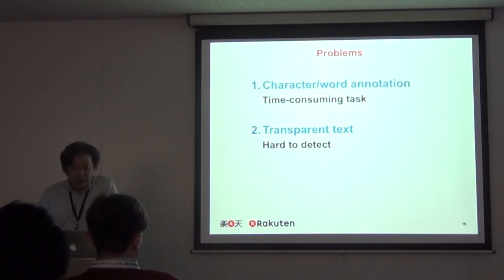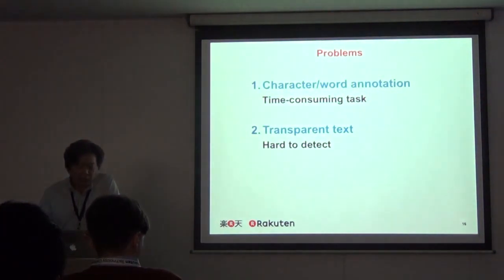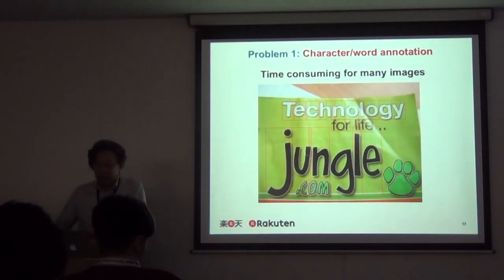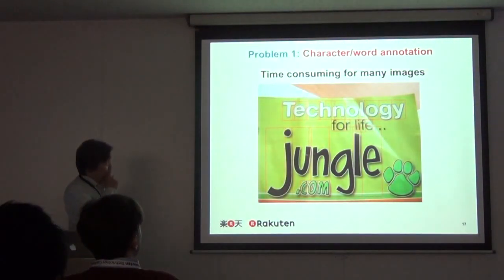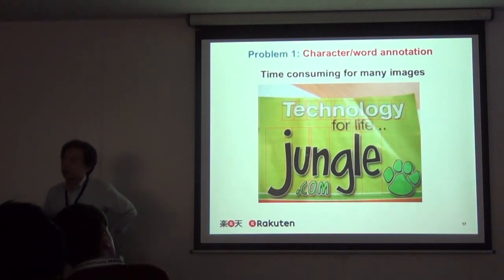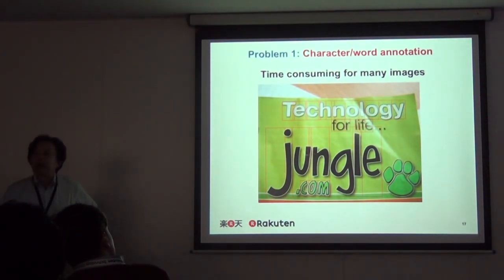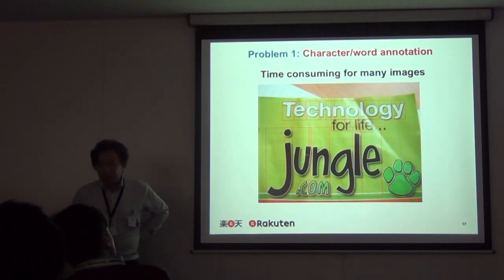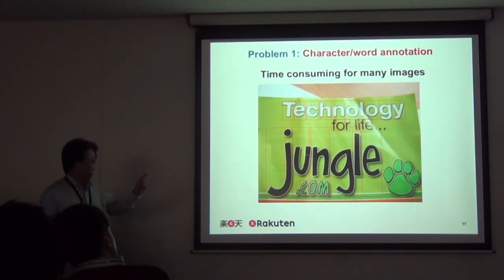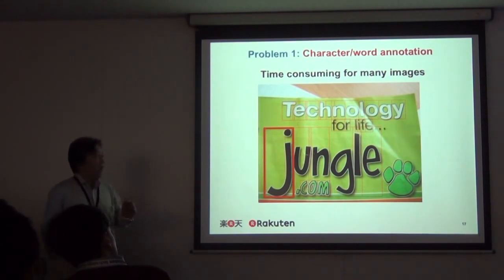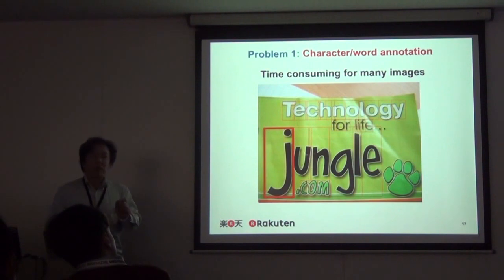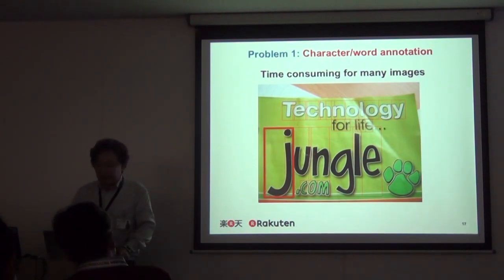So we are looking at the following two problems: character and word annotation, and transparent text. The first problem is character and word annotation. In order to use machine learning techniques, you need annotated data. If it's character or word level annotation, we need to annotate by hand. The human operator needs to place a rectangle on characters as accurately as possible. So if one image contains a lot of characters, or if we have a lot of images, the annotation task will be very time-consuming.